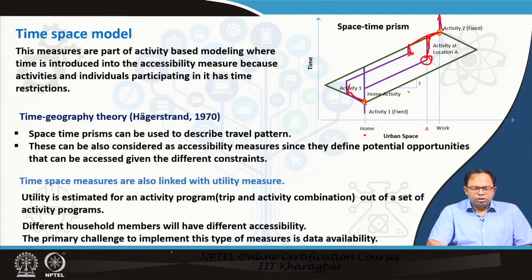The primary challenge to implement this type of measure is data availability, because you require a huge amount of data to understand the travel patterns of each individual. And because of different age groups, gender groups, income brackets, and different family structure, people travel in different ways and make different choices. So that is how this plays a role, and this kind of accessibility measures could also be created. So these are advanced measures. We will discuss them later on when we discuss activity based models.